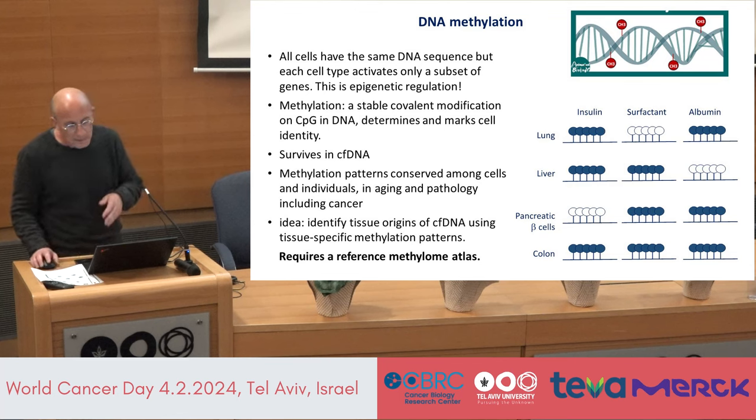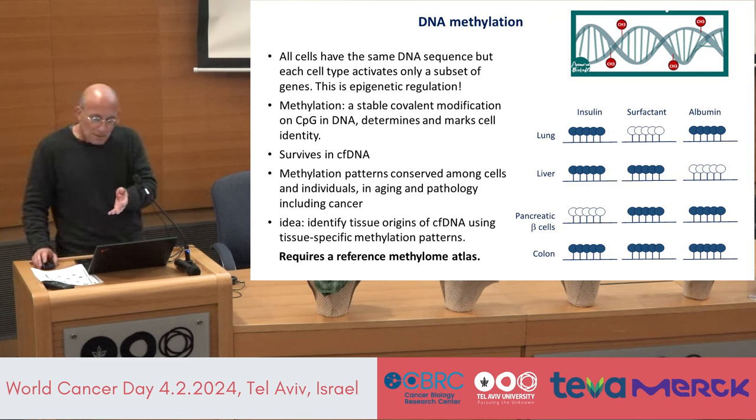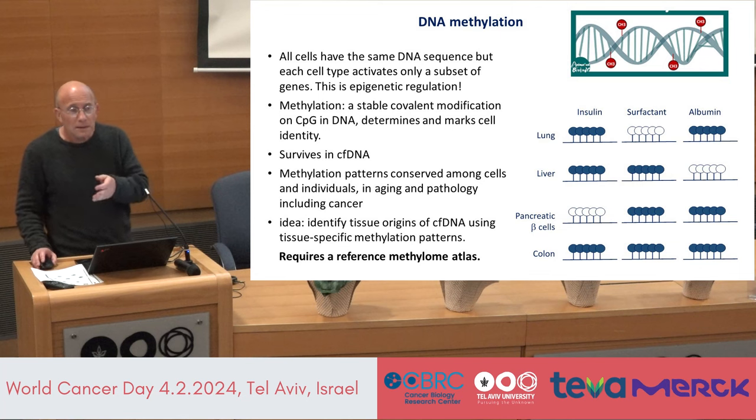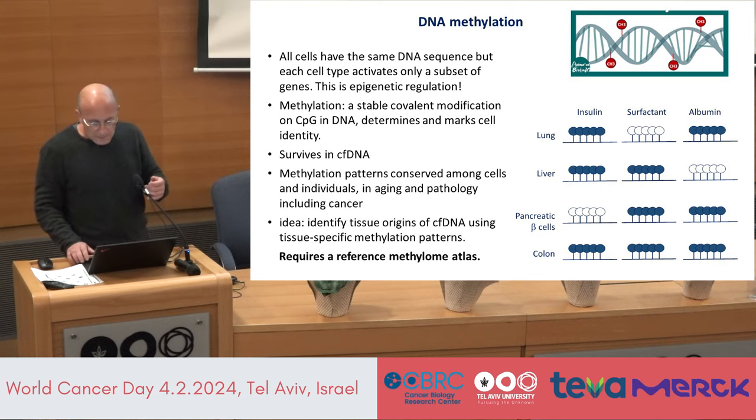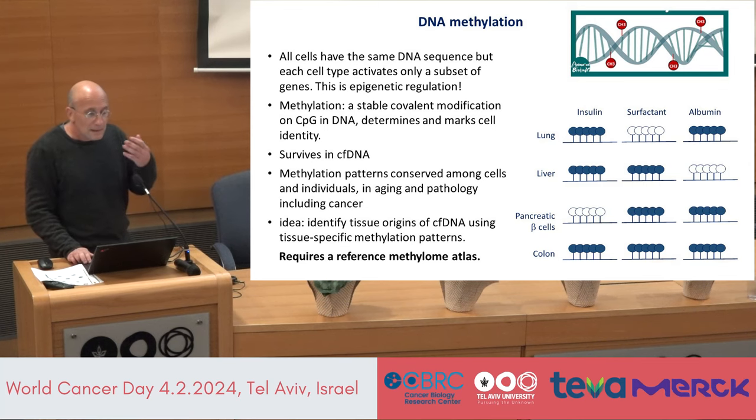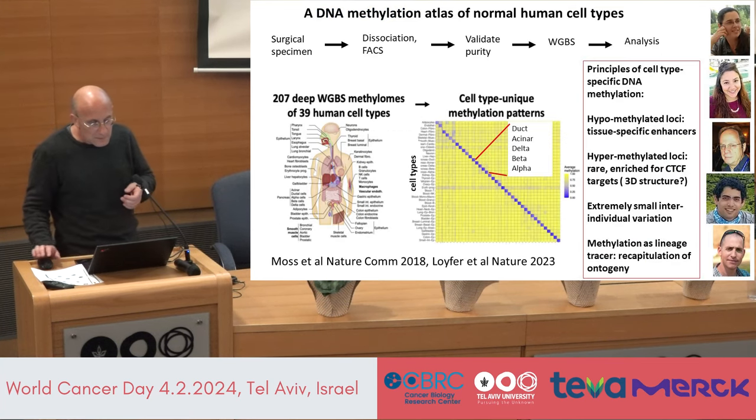That's the basis of the idea, and the same goes for surfactant as a marker of lung epithelial cells and albumin of liver, but to go beyond that, you need an atlas. You need a reference methylome atlas, and that's what we've been developing over the last 6 or so years, and we've published that in two waves.